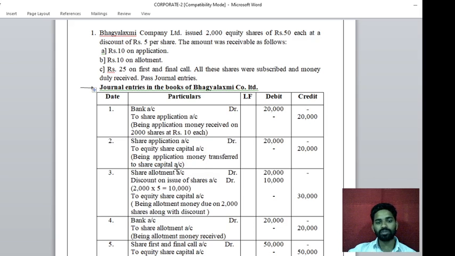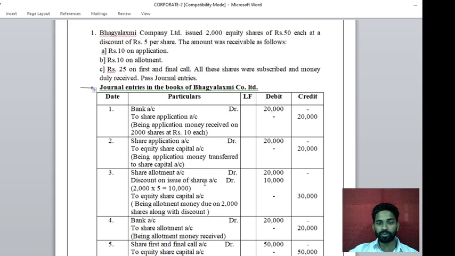Now see, this is very important: the transaction of rupees 10 on allotment. In this transaction the discount is given. Now how do we pass the journal entry? Share allotment account debit rupees 20,000. How did 20,000 come? This is 10 into 2,000, which is 20,000.